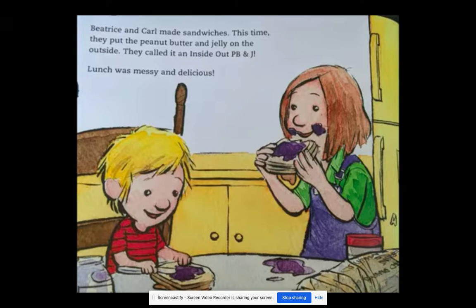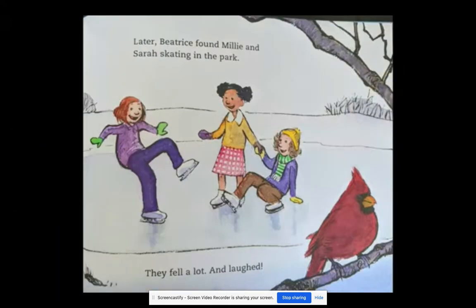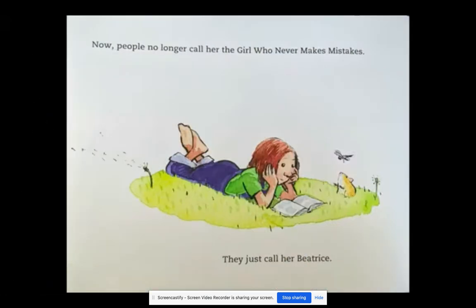Beatrice and Carl made sandwiches. This time they put the peanut butter and jelly on the outside. They called this an inside-out PB&J. Lunch was messy and delicious. Later, Beatrice found Millie and Sarah skating in the park. They fell a lot and laughed. Now, people no longer call her the girl who never makes mistakes. They just call her Beatrice.